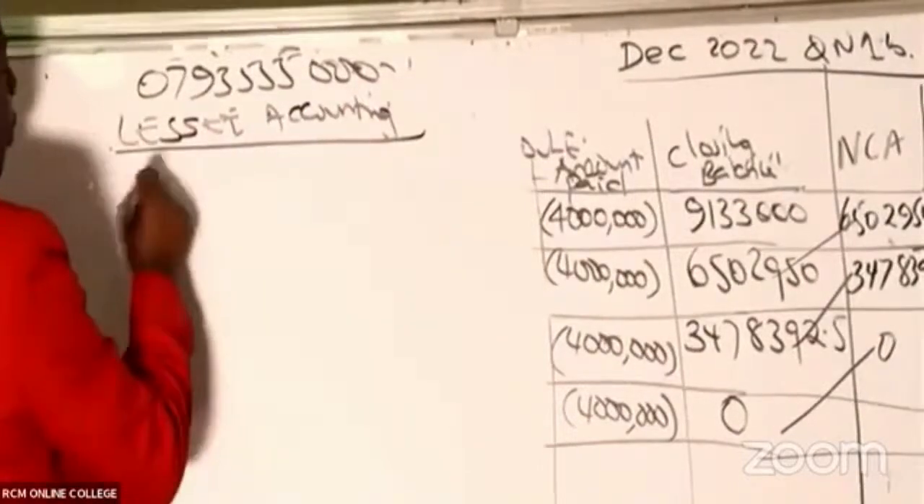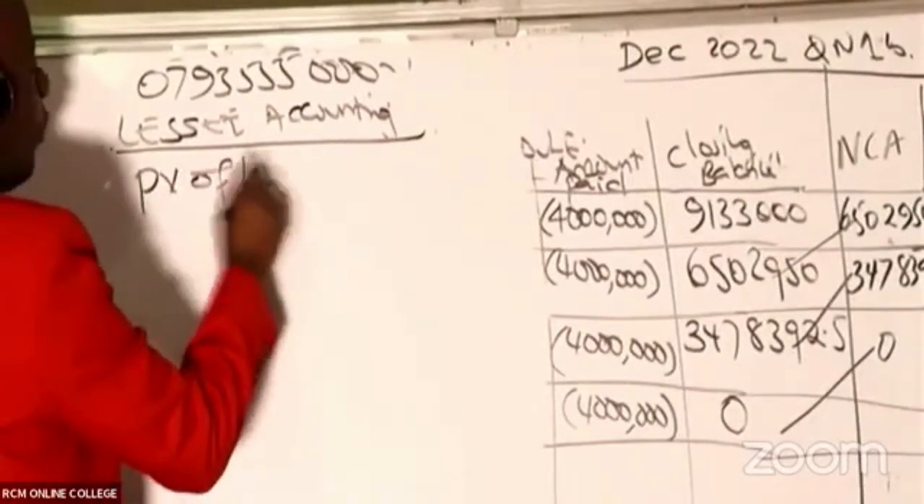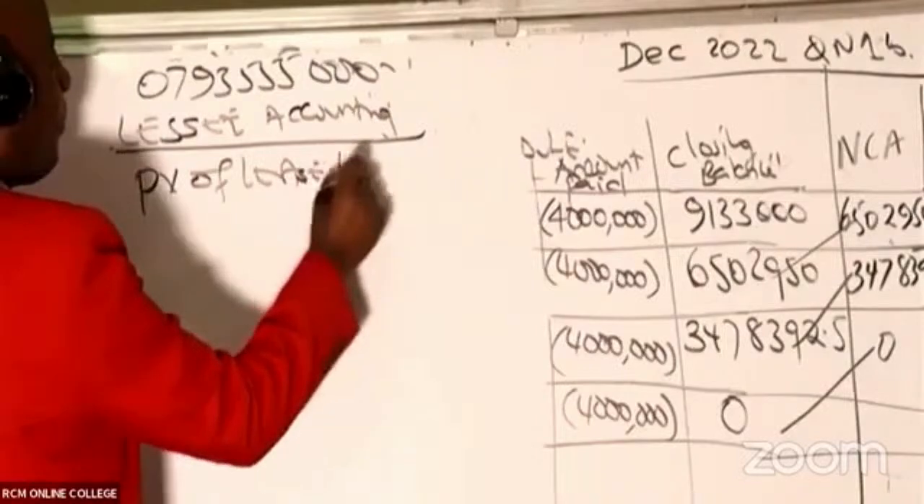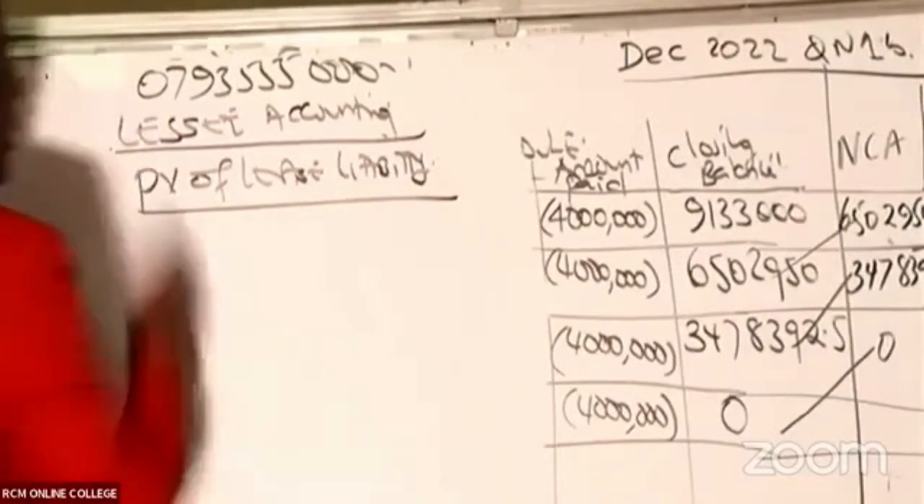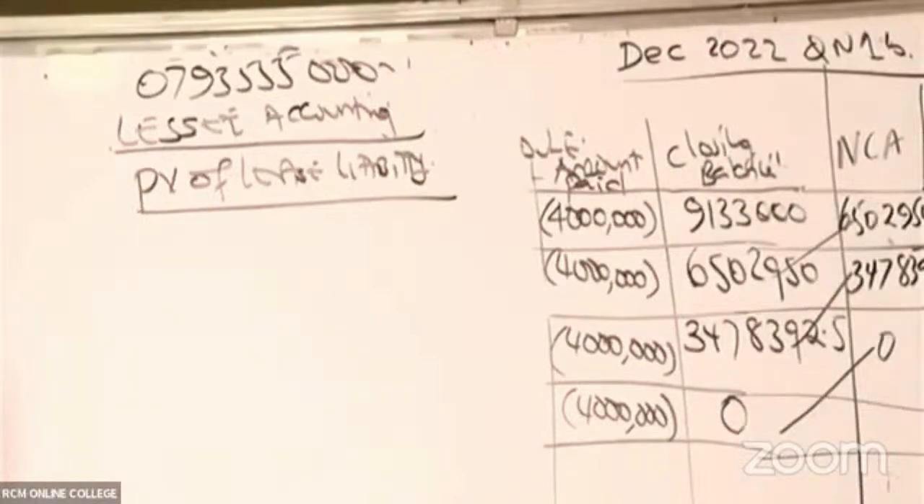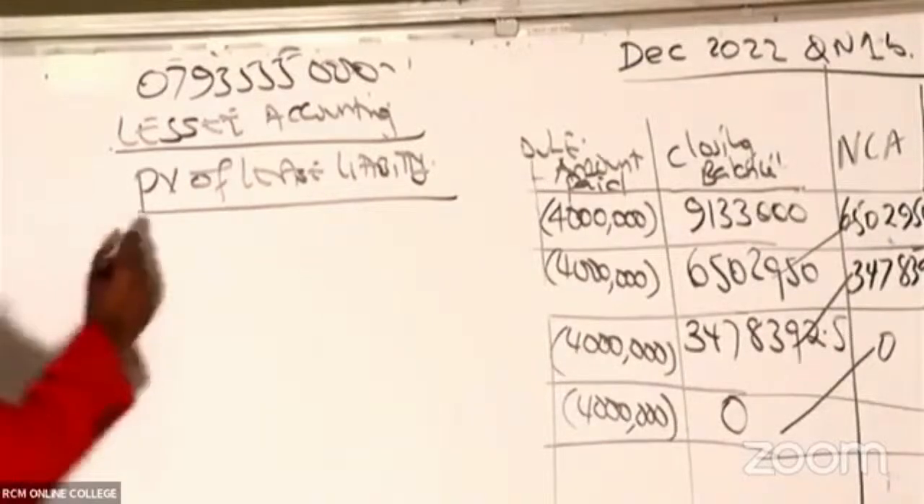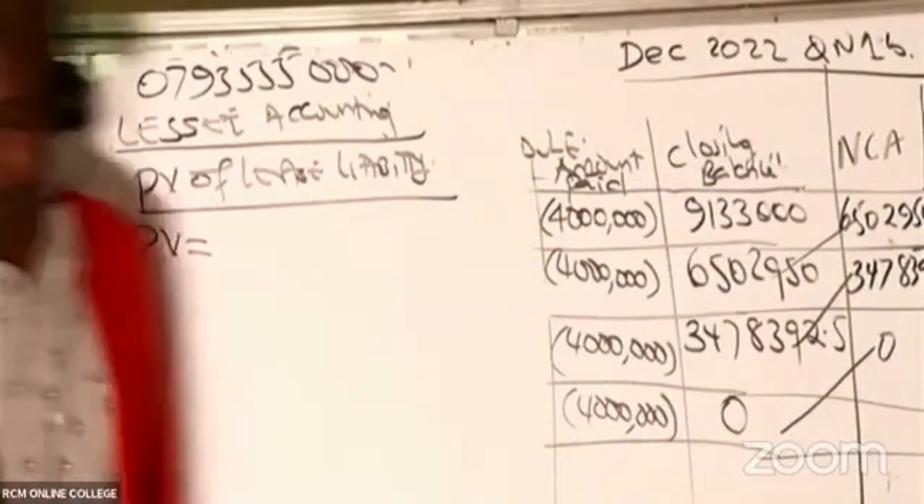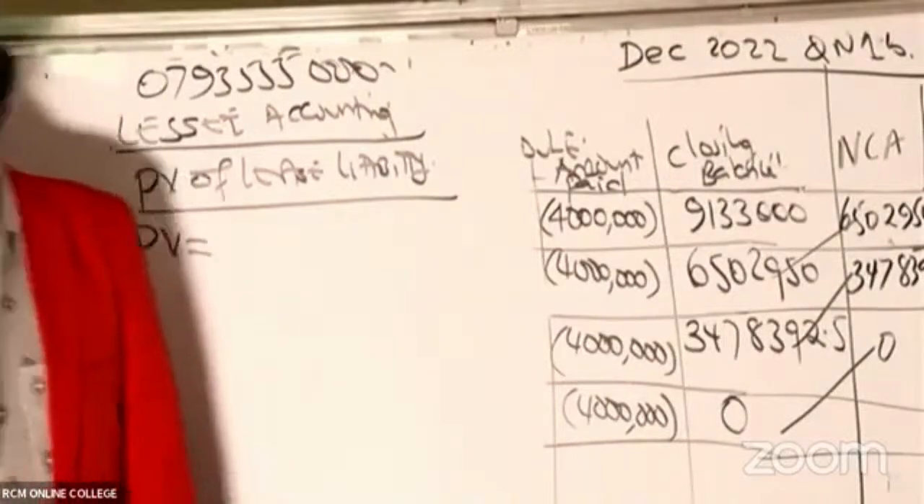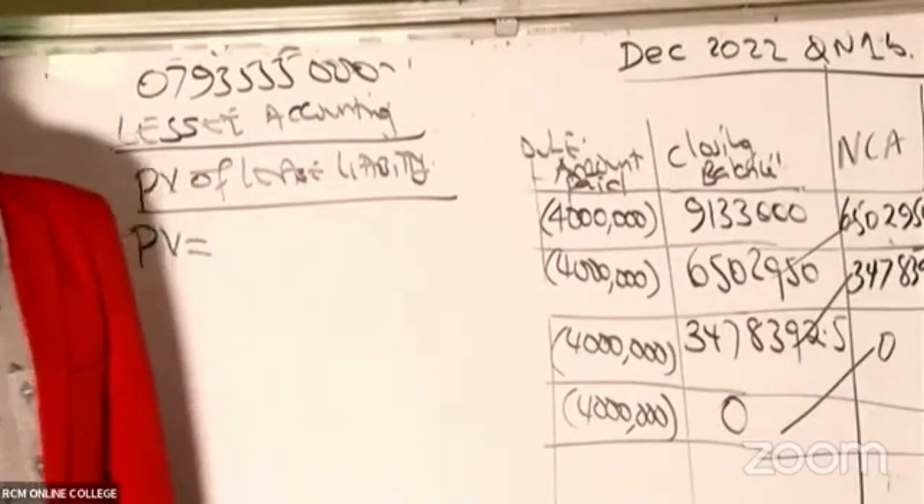So first of all, we get the present value of lease liability. This one here will not change. This one here will always be the same. So is there somebody who can remind us this figure? What was the present value that we got? 11 for 20,000.